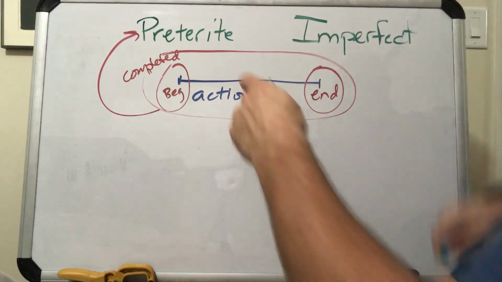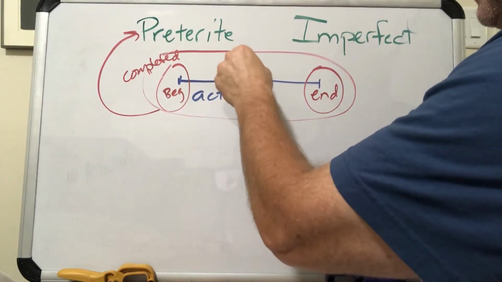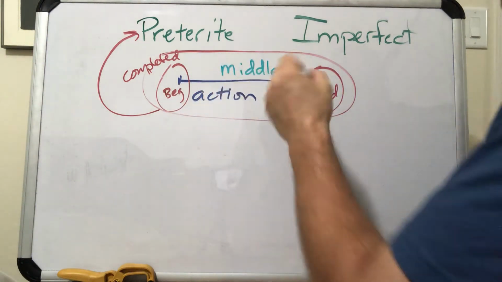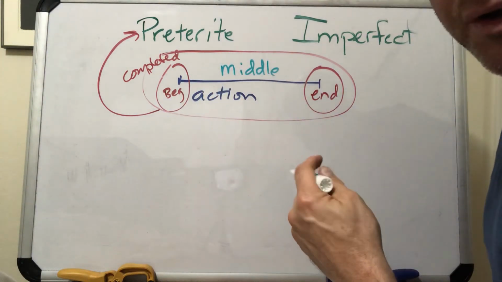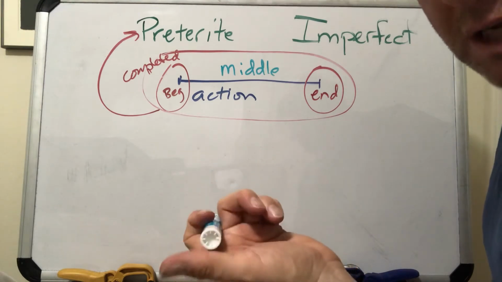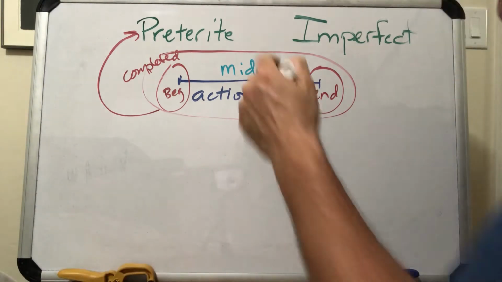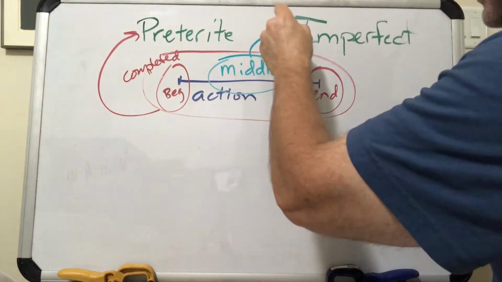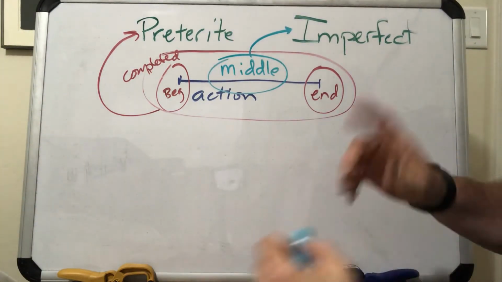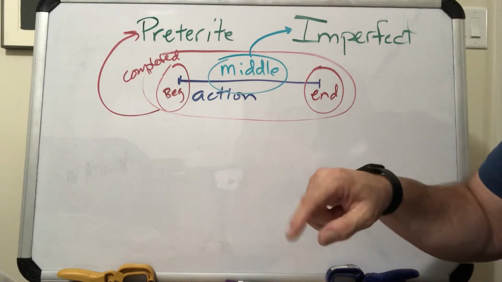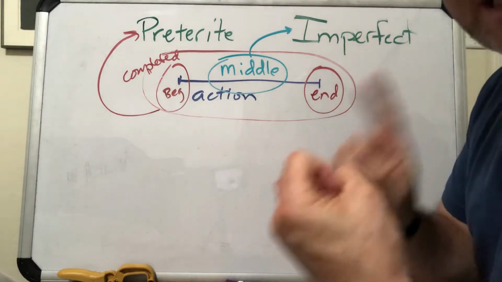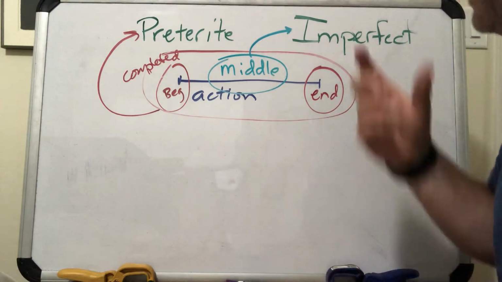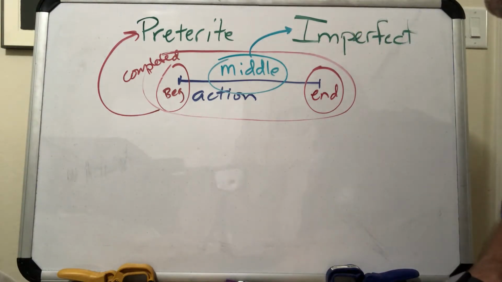If it is any part in the middle, where we don't know when it began, we don't know when it ended, or sometimes it's just not important, like when I was 9 years old. Sometimes you're telling a story and it's just the middle of the action. So if it's the middle of an action, we're going to use the imperfect. Remember from the video I just did, the imperfect is words like I used to, or I was doing, or I was watching.